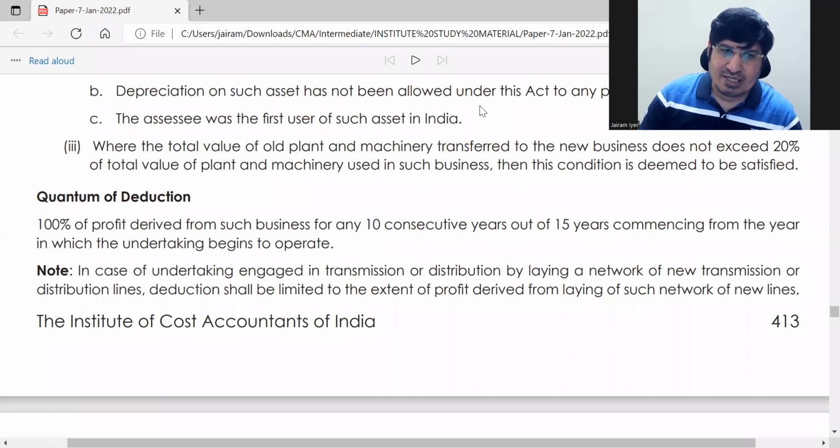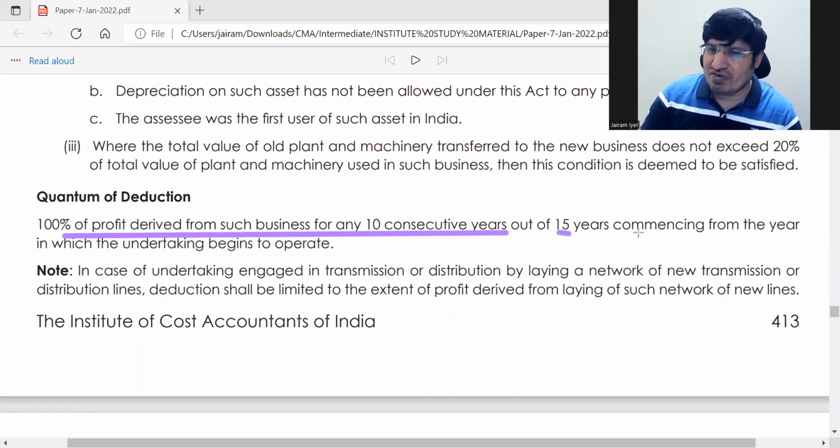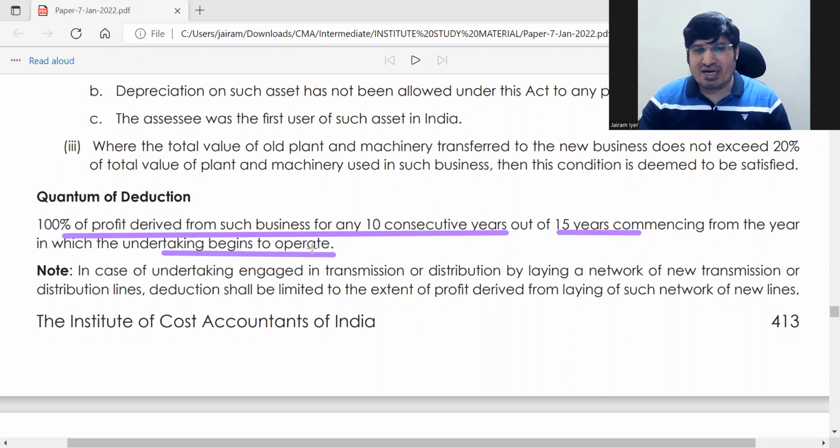Deduction 100% of the profit, for any 10 consecutive years out of 50. It is always commenced from the year when the undertaking begins to operate. Remember this point, from the year the undertaking begins to operate. It's a common line for everything.